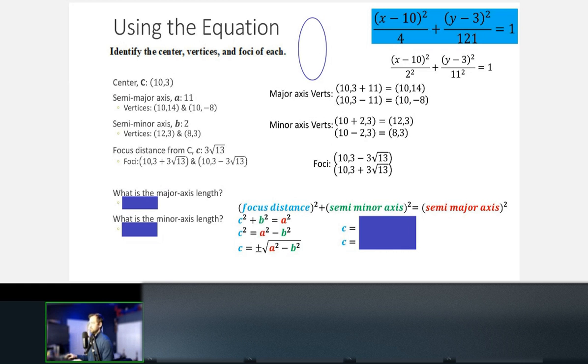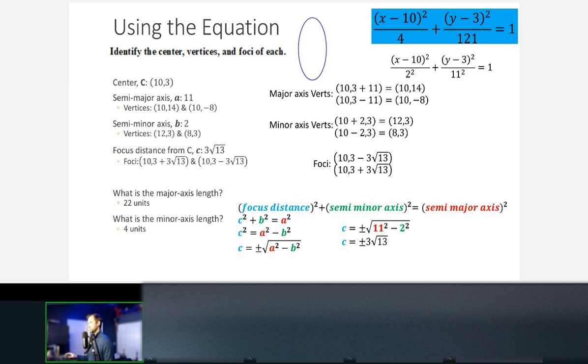All right. Oh, and then here's the work for the focal point. What is the major axis length? 2. What's the minor axis length? 4. Okay, good. All right. Are these a lot easier than you thought they were going to be? I hope. Did you say yes? Yeah, a little easier.